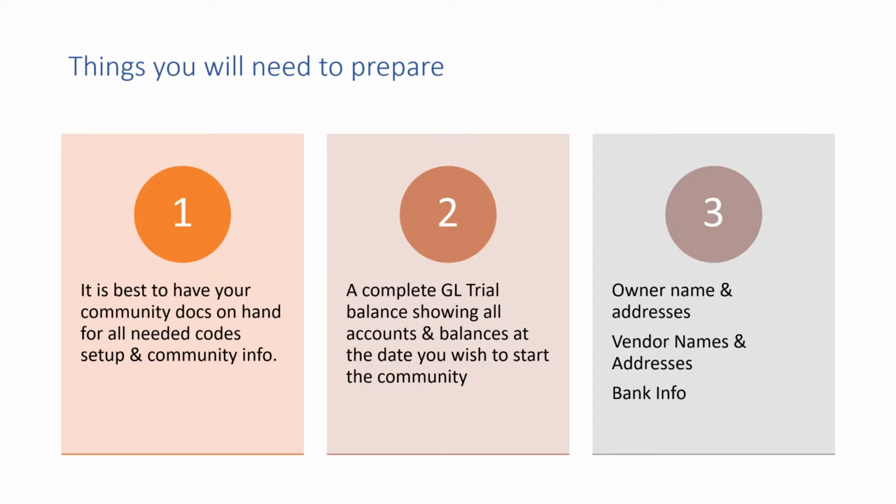And number two, you're going to need a complete GL trial balance showing all accounts and balances at the date you wish to start this community. That's going to start your general ledger side. Again, this is something you could do later, the accounts and balances. You don't have to do it in the initial community setup, but if you're setting up start to finish, you will need that trial balance to get you started. And number three, of course, owners' names and addresses information, vendors' names and addresses, and your bank information.